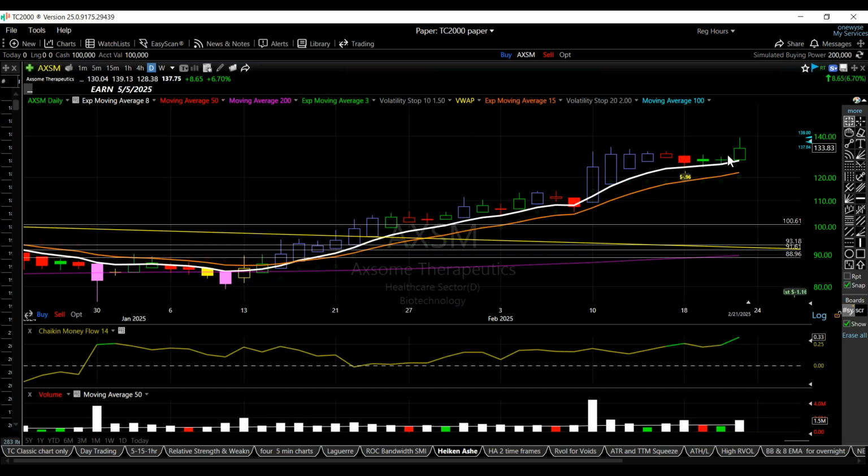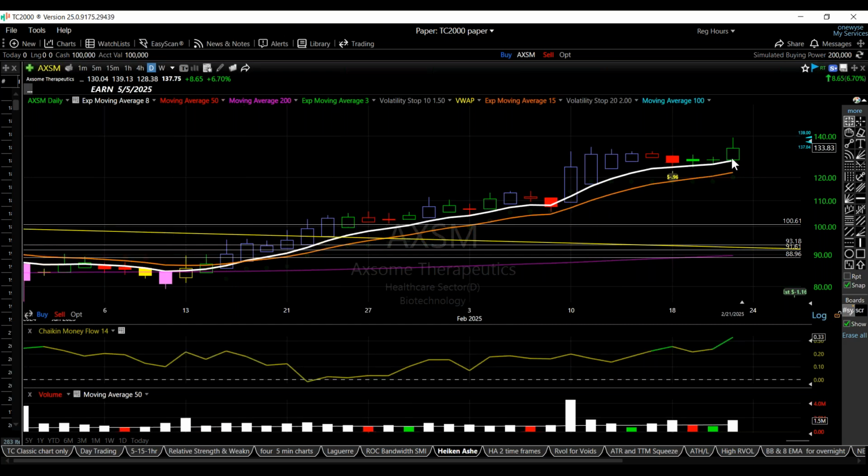This white line, by the way, is the 8 exponential moving average that I have on my daily chart on TC 2000. But see what we put in yesterday? See this flat bottom? That's a Heiken reversal for AXSM. So I'd be looking at it on Monday for a move to the upside. I would want to see it open green.